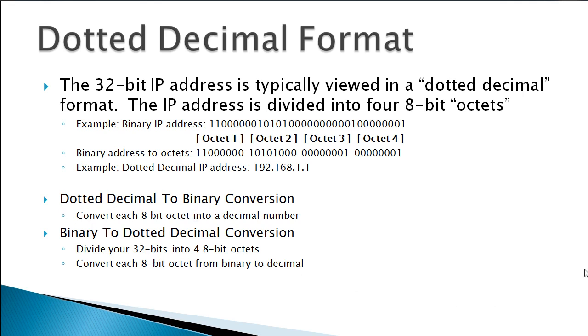Decimal to binary, very simple. You basically are going to take your octets, write out each octet as an 8-bit number, and put them all together. That'll give you your 32-bit binary address. Binary to decimal is what we just did. Take your 32 bits, split it up into 4 8-bit chunks, and individually convert each octet from binary to decimal. And that's how you get from dotted decimal to binary and from binary to decimal.